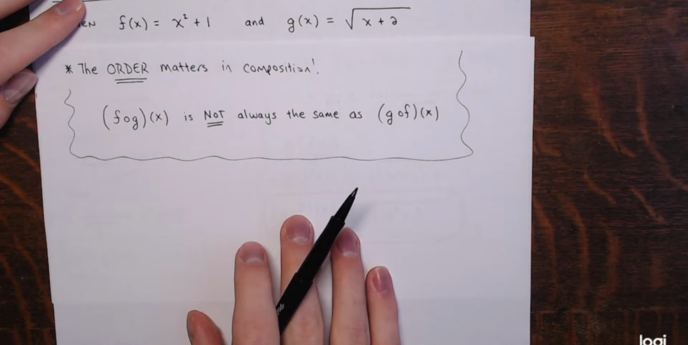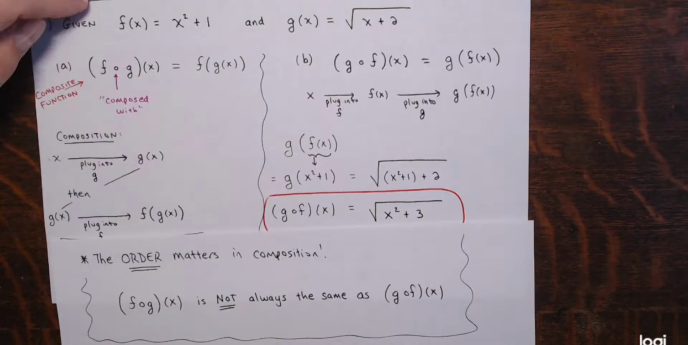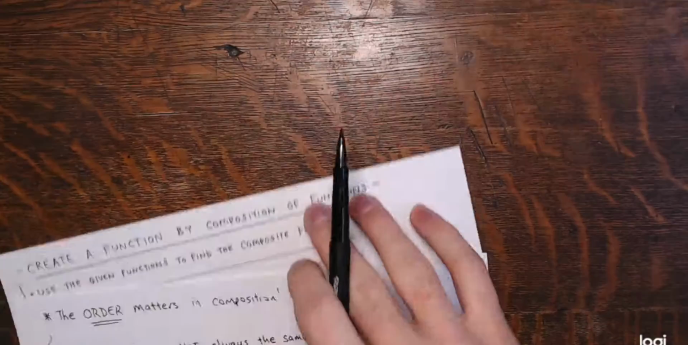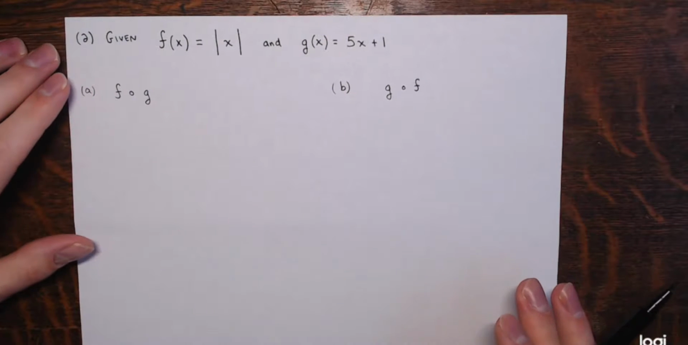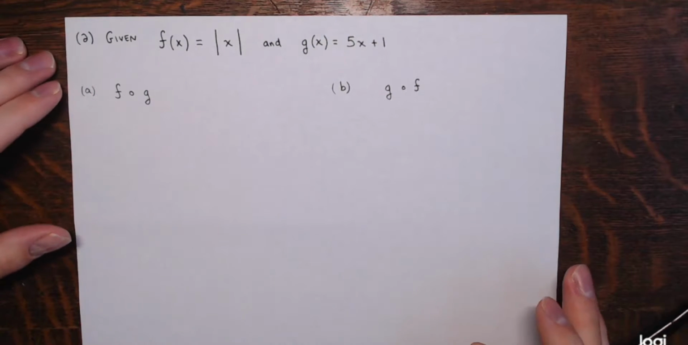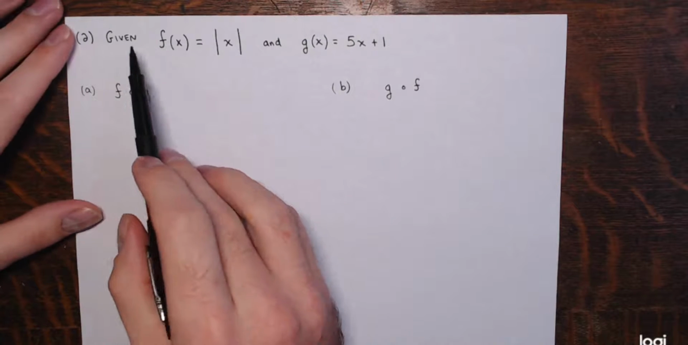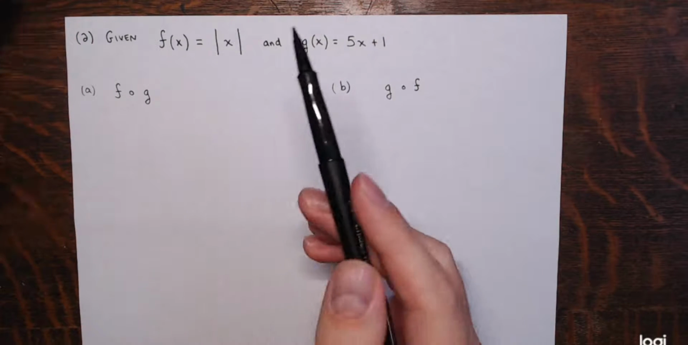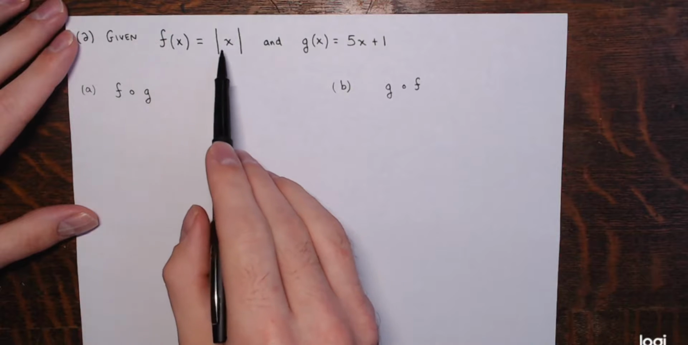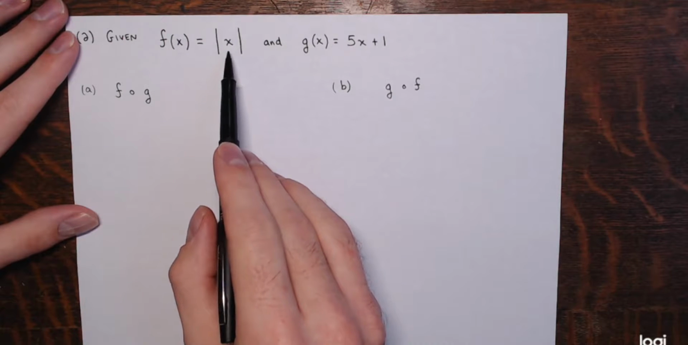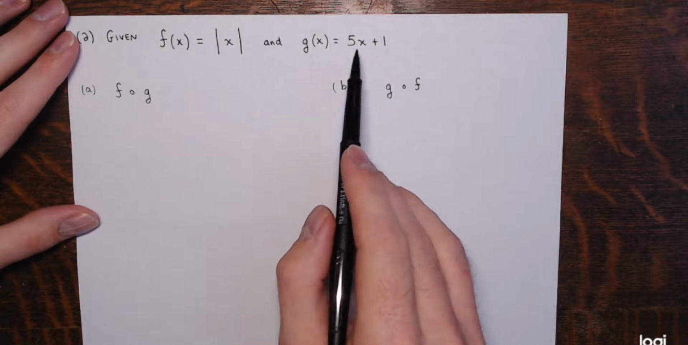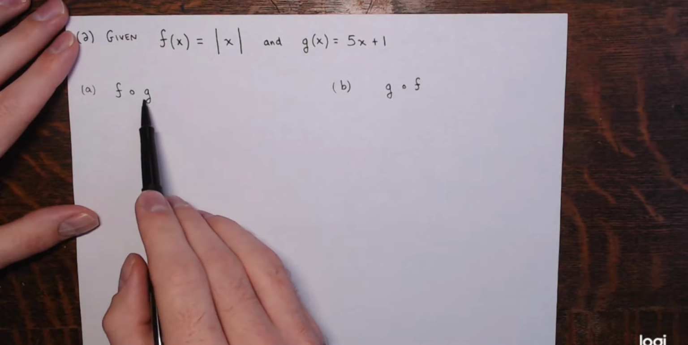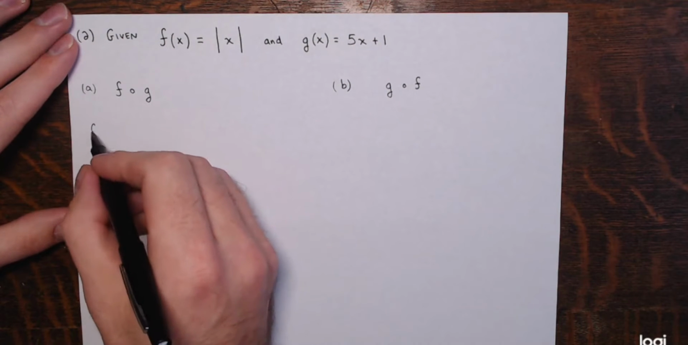Okay, great. Alright, so let's just keep doing this. I got a few more pages here with some more examples of creating these composite functions. Alright, so in example 2, given two functions, again f and g, we have f of x is the absolute value of x, and g of x is 5x plus 1. Part A, I want to find the function f composed with g.